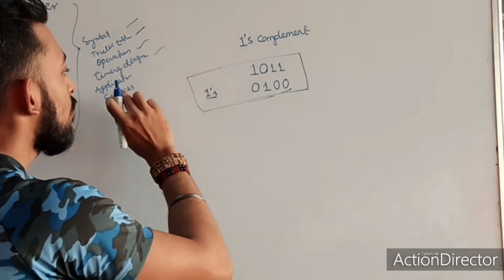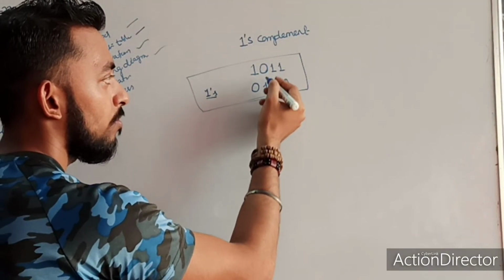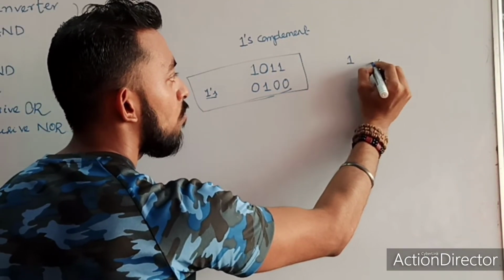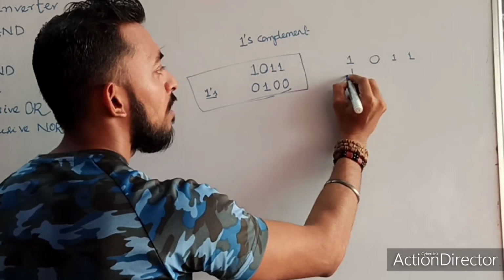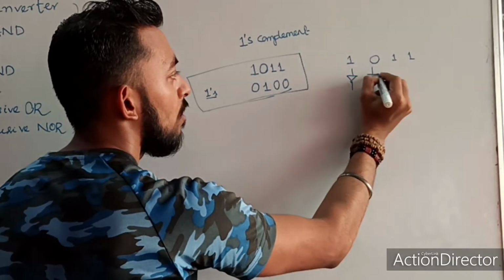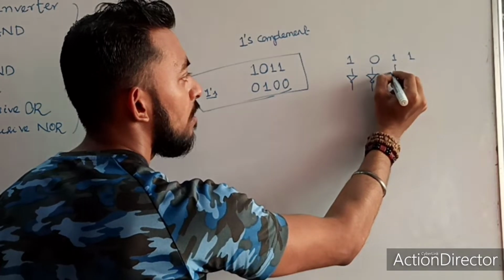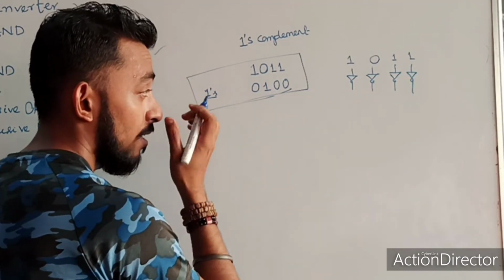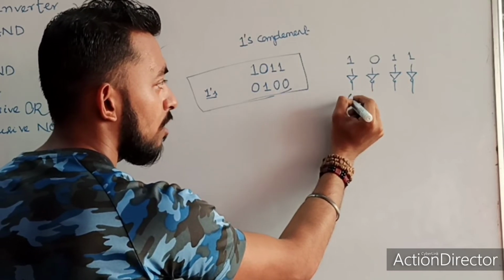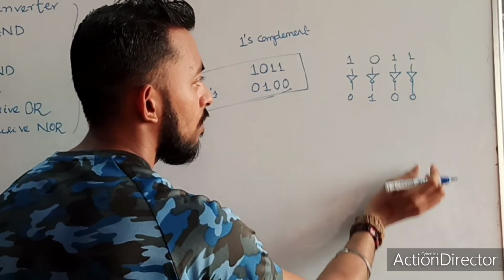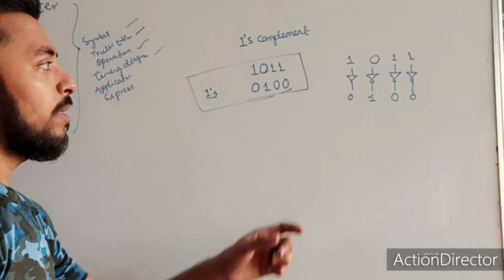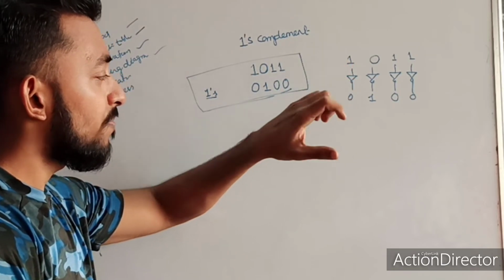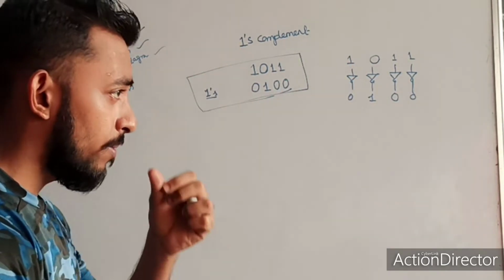So how can I use my inverter as a ones complement? From these two you can easily see. If 1011 is given, I am going to add 4 inverter circuits, one to each of my inputs. Then what I will get at the output of these inverters is nothing but 0100. So this is a simple application of the inverter, that is for ones complement.